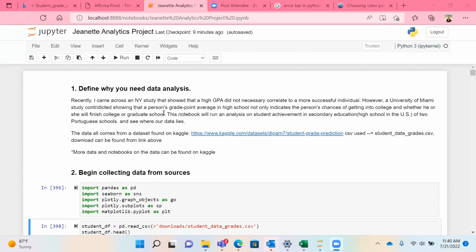But I decided to look at student grades, especially to see about high school students. I saw this New York study that showed that having a high GPA did not actually correlate to a successful individual. However, I saw a contradictory study that showed the opposite, that to get into college and be successful, you needed to do well in high school. So I was intrigued by that and really wanted to do my own analysis and get my own opinion, because I know where I stand, but let's look at the data.